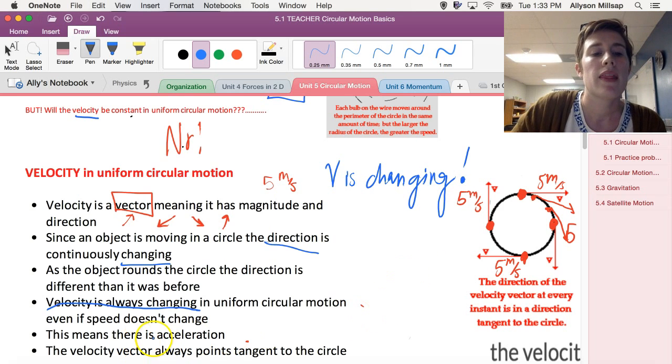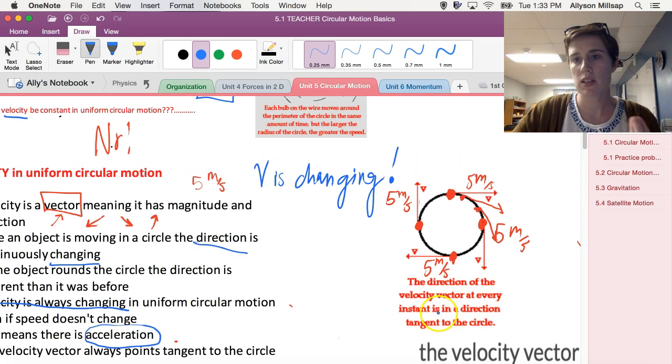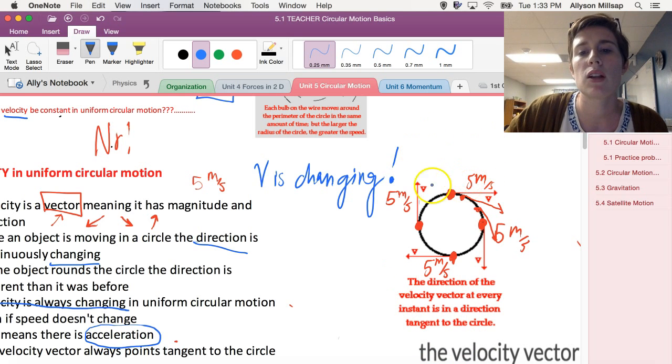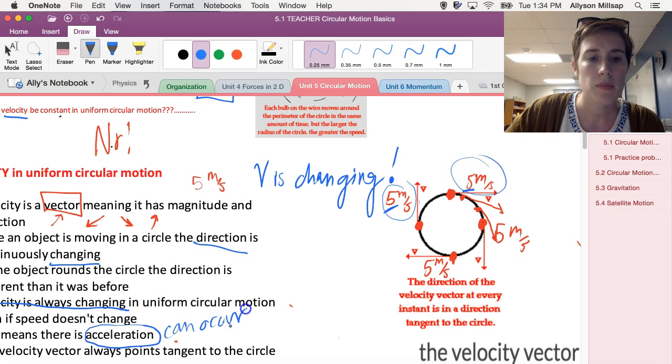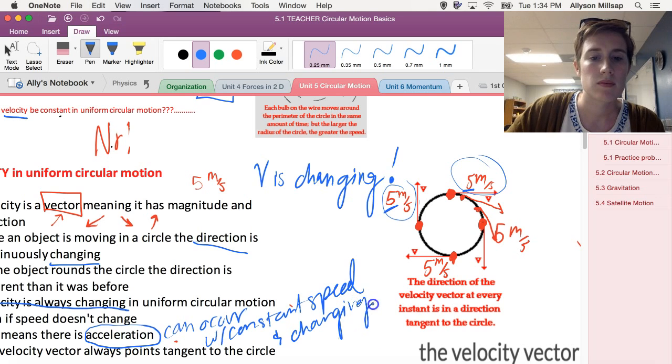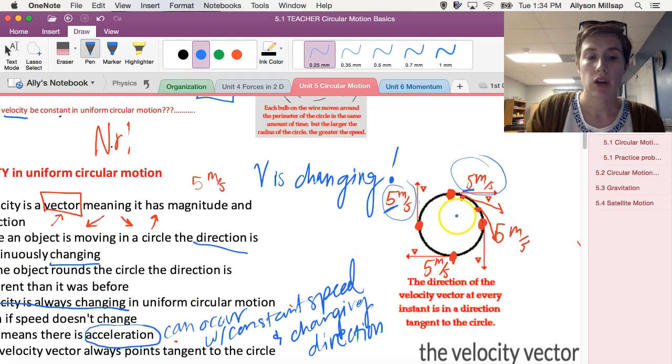Because the direction changes, that means there's also acceleration, right? Well, this might kind of weird you out because normally we think of acceleration as like slowing down or speeding up. We think acceleration is a change in the value of velocity or speed. That's not always the case. Acceleration can happen even if your speed value doesn't change. So here, I'm not slowing down or speeding up, I'm changing direction. Acceleration can occur with constant speed and changing direction. We're going to talk more about that in a little bit. Right now, I want you to know that there is acceleration, okay? And we'll talk more about that later.